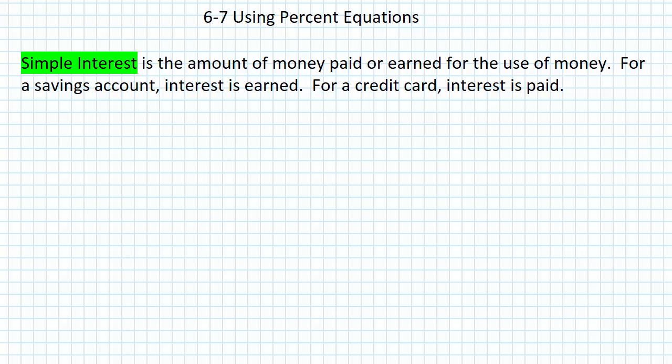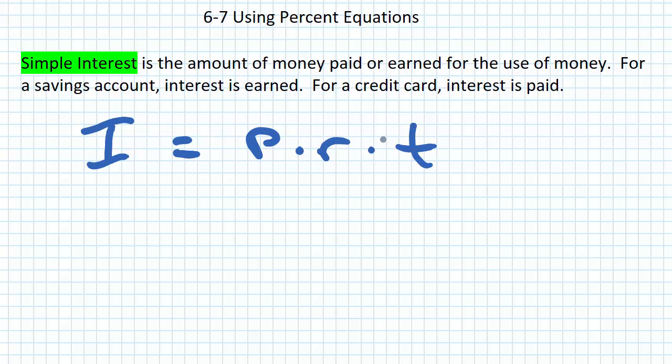So you've heard of interest before. If you have a savings account, interest is earned. If you keep your money in a bank, in a savings account, the bank will pay you for keeping your money there, and they do that by giving you interest on how much money you have in there. If you have a credit card, you have to pay interest to the credit card companies for letting you borrow their money. So we can use the formula to find interest as I equals P times R times T.